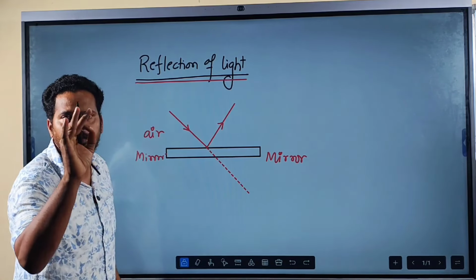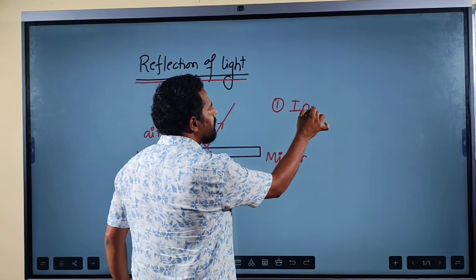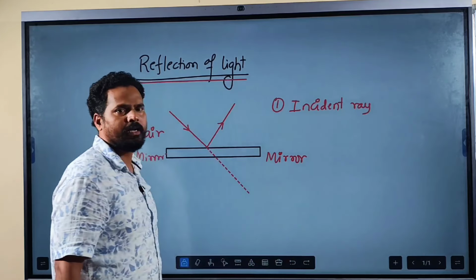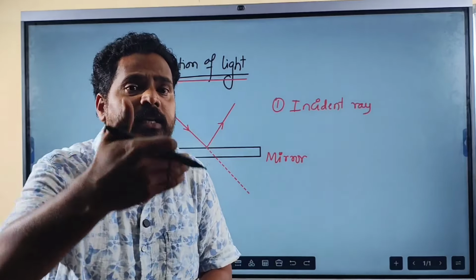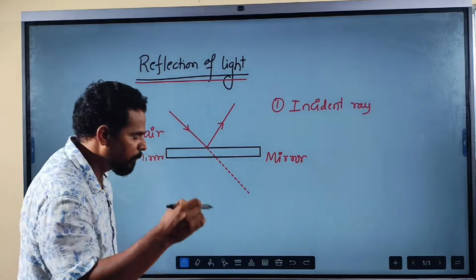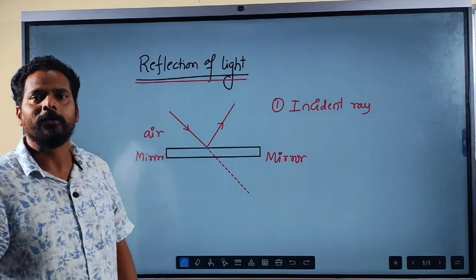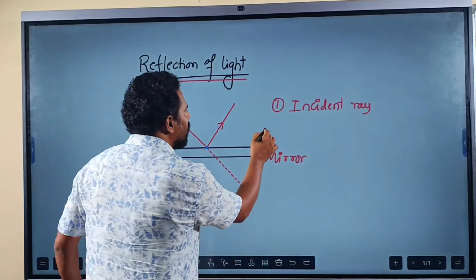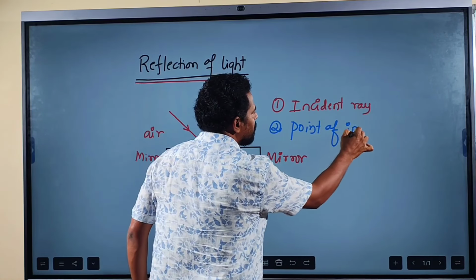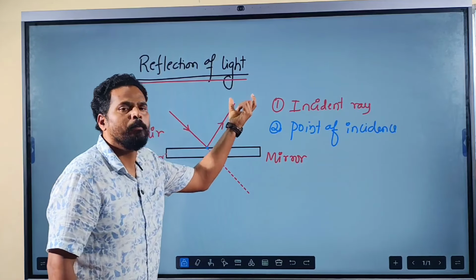A ray of light which falls on the surface of the glass, that ray is called the incident ray. Very, very important. Incident ray. So, where does it fall? It falls on the surface of the mirror at a particular point. Look at this point. That point we call the point of incidence. From the point of incidence only, the light bounces back.